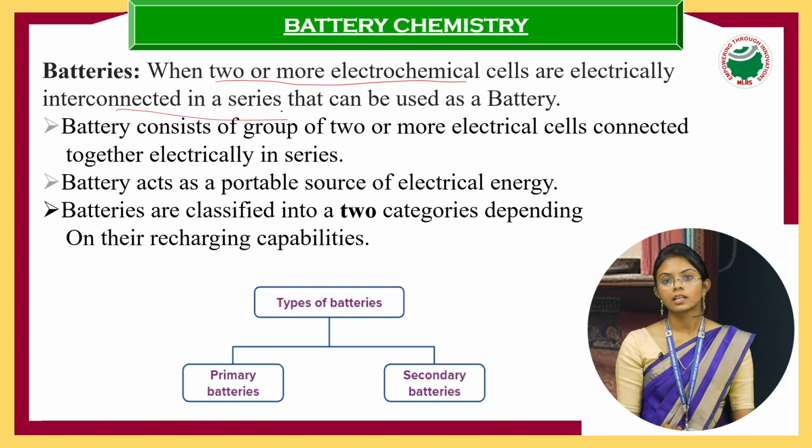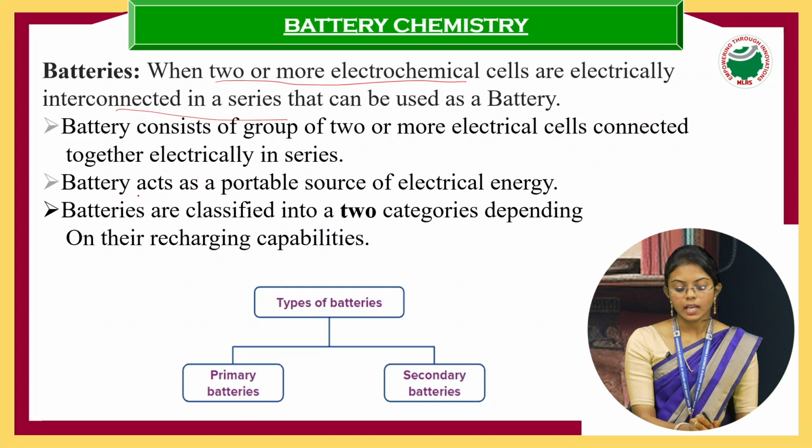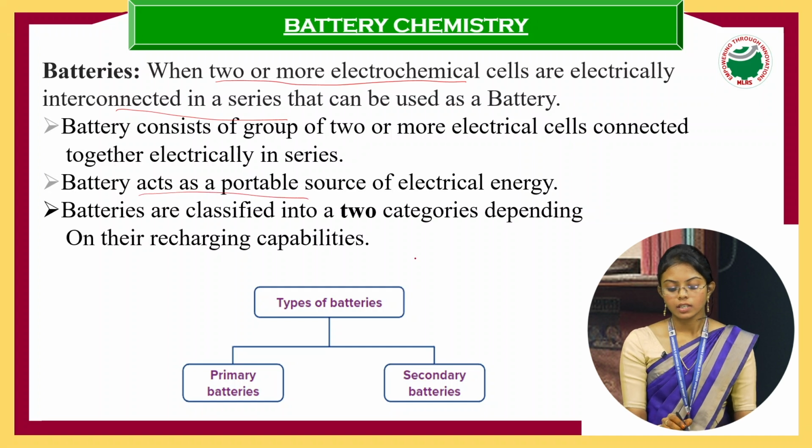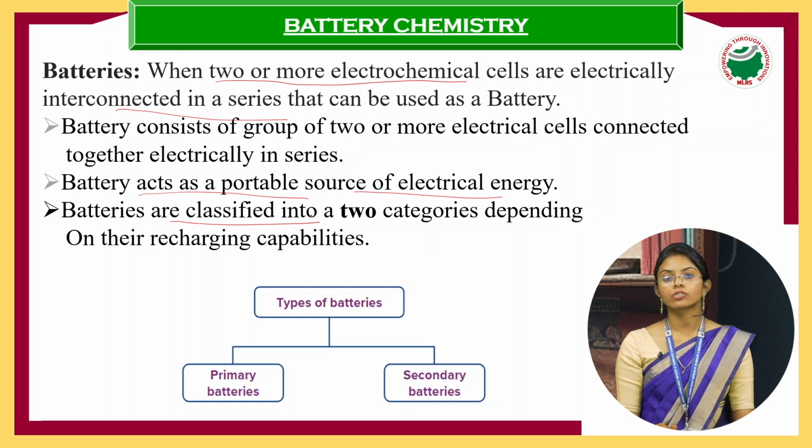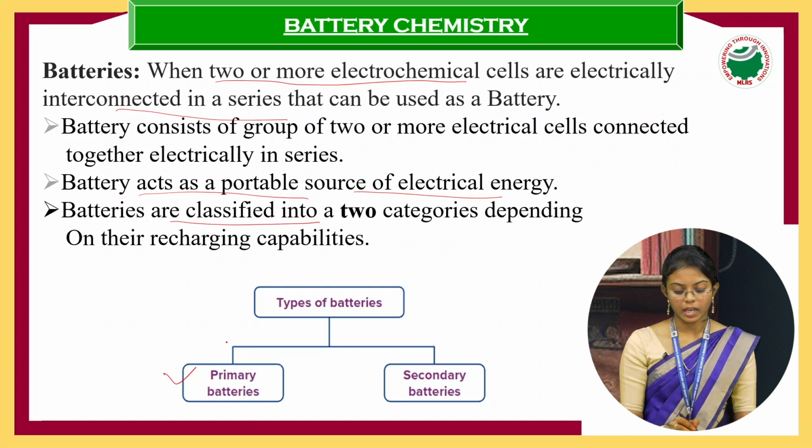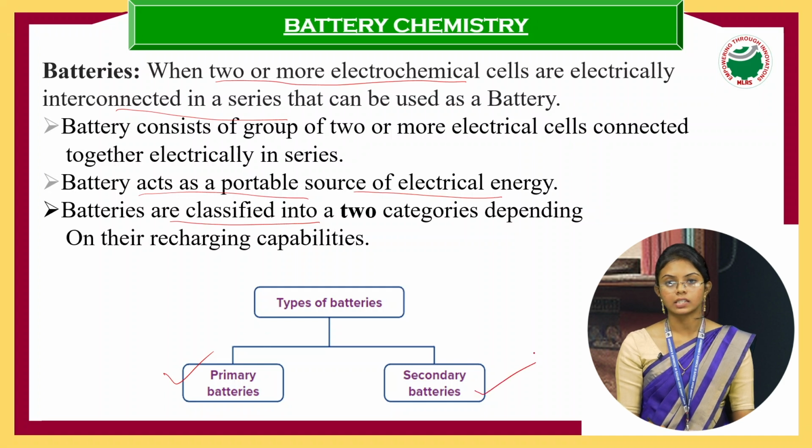in series, which can be used as a battery. These act as a portable source of electrical energy. The major classification of batteries is into two types: one is the primary battery and the other one is the secondary battery. Now we'll see the definitions of the primary battery and the secondary battery.